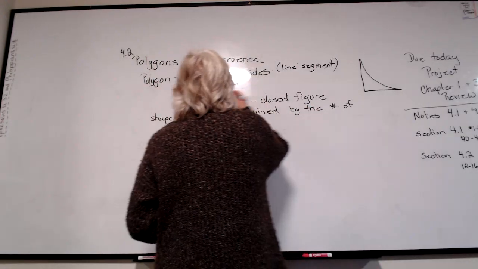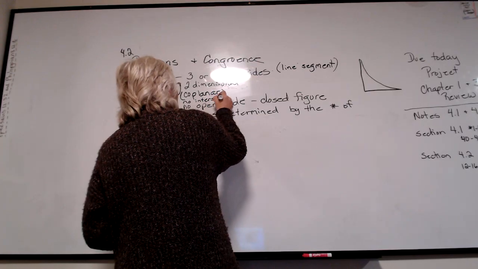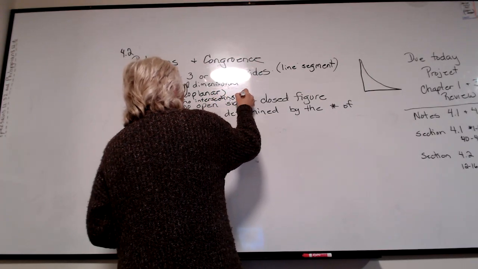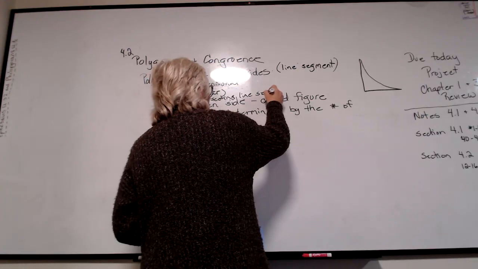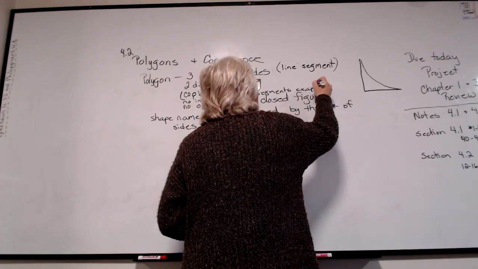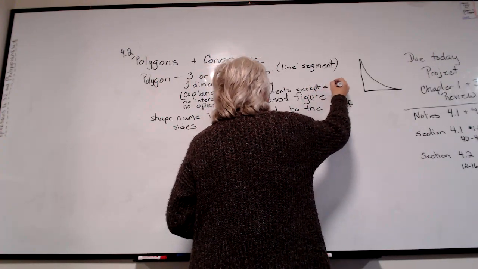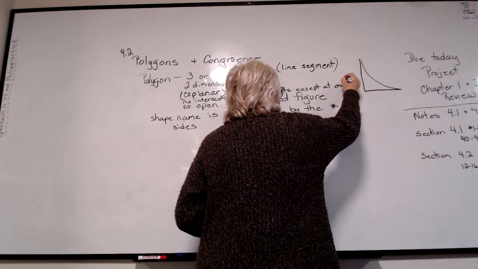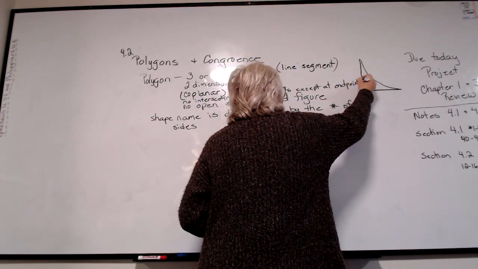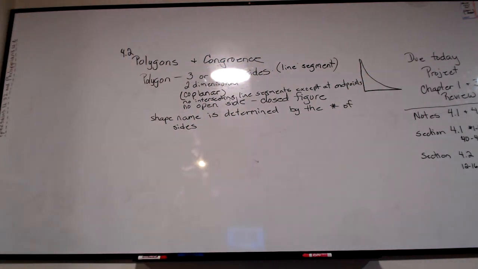No open sides and no intersecting line segments, except at endpoints. So they don't intersect anywhere, but they can intersect, which they have to intersect to make it closed at an endpoint. So they intersect only at endpoints is another way of saying that.